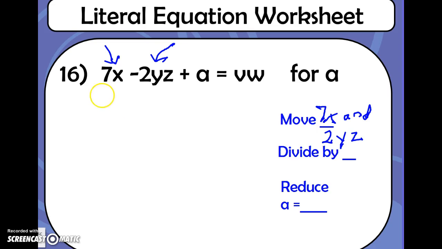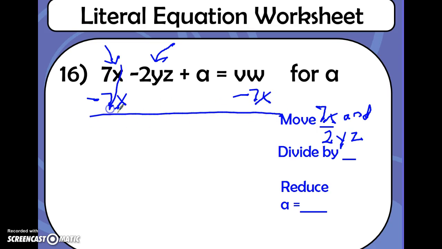So we take the inverse of the 7x, which is -7x on the left, and that's how we move it, through adding and subtracting. And we take -7x on the right. That gets rid of x. You now have -2yz that you copied on the next line, plus a equals vw minus 7x.